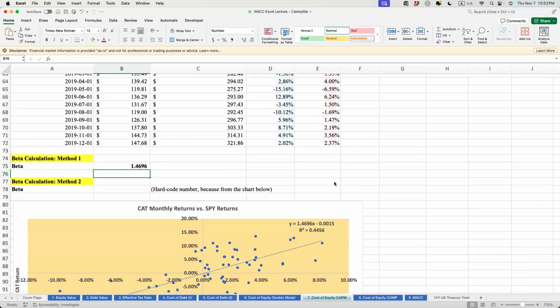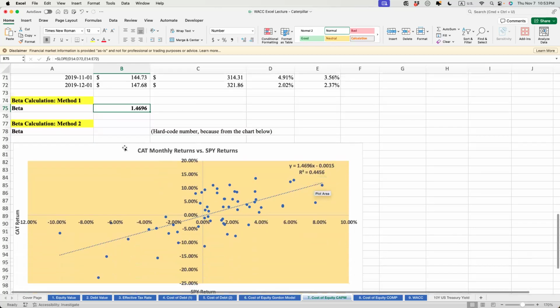Close the parentheses, and you get a beta of 1.46. So what does this beta mean? In class, when I explained the capital asset pricing model, I mentioned that this means if the market portfolio return increases by 10%, Caterpillar's return should increase by 14.6%. Okay. But what is the idea?